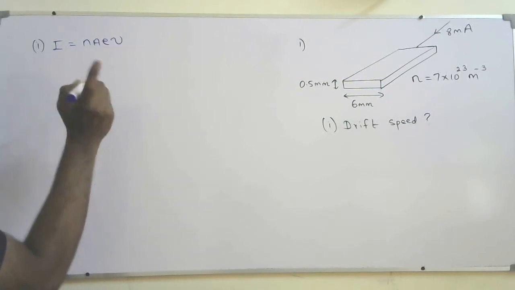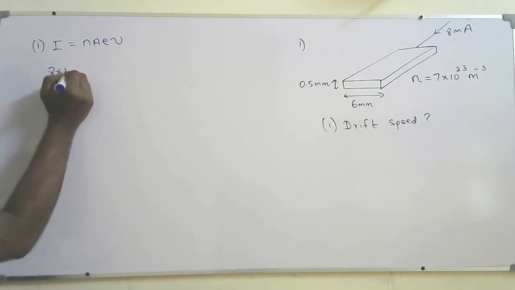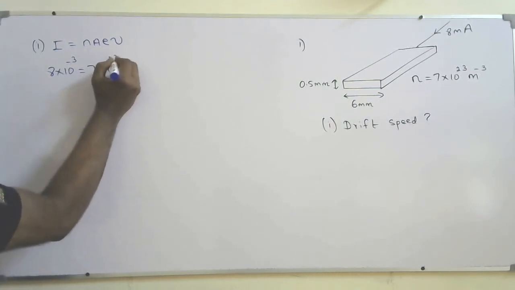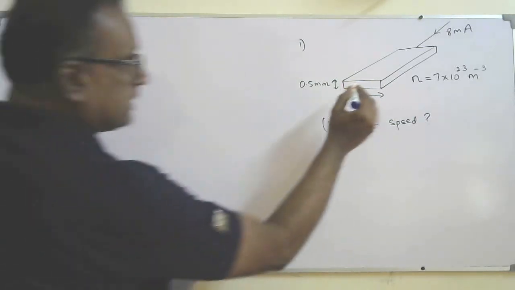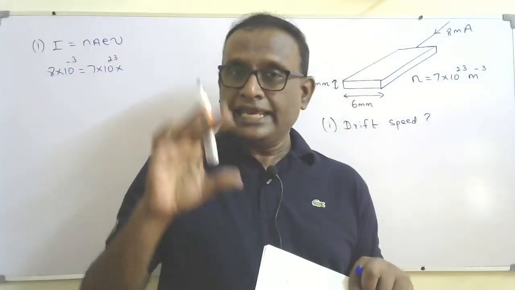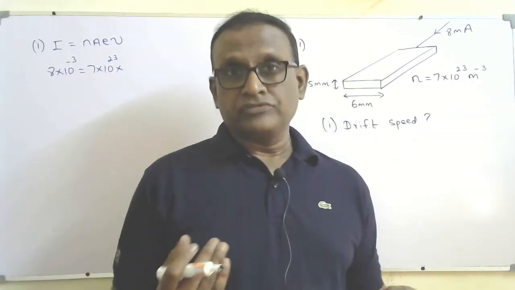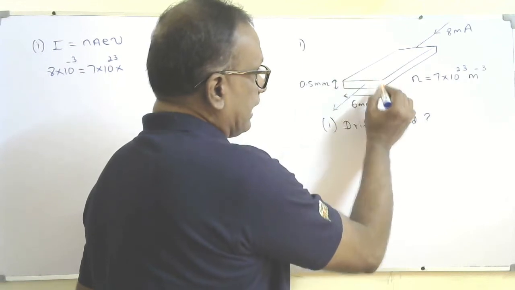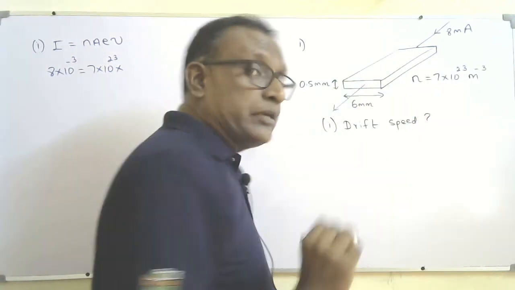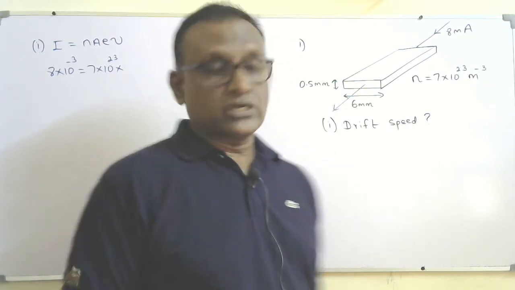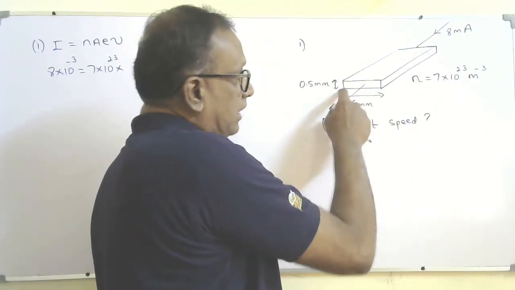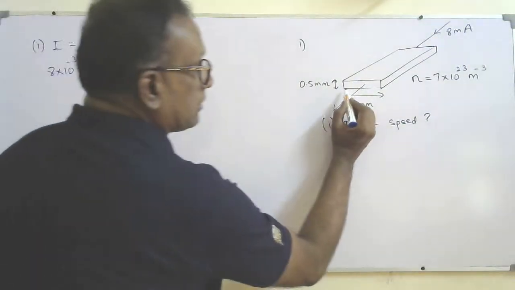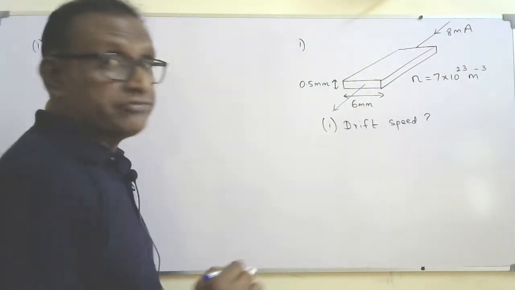NAEV. So current is given, 8 milliampere, so 8 into 10 to the power minus 3 equals charge carrier density 7 into 10 to the power 23, times area of cross section. Here, area of cross section means that area which is perpendicular to the direction of current flow. So the current is flowing this way, so it's going to come out through this way. So this is the area, not the whole area, the area which is perpendicular to the direction of current flow. So the area must be 6 millimeter into 0.5 millimeter.